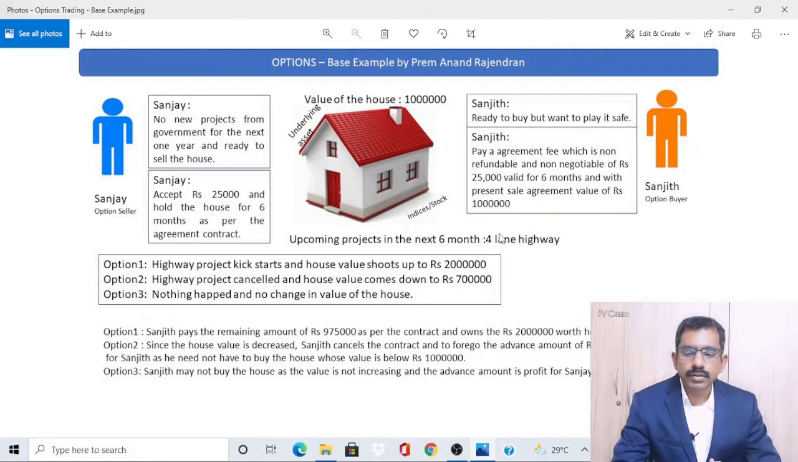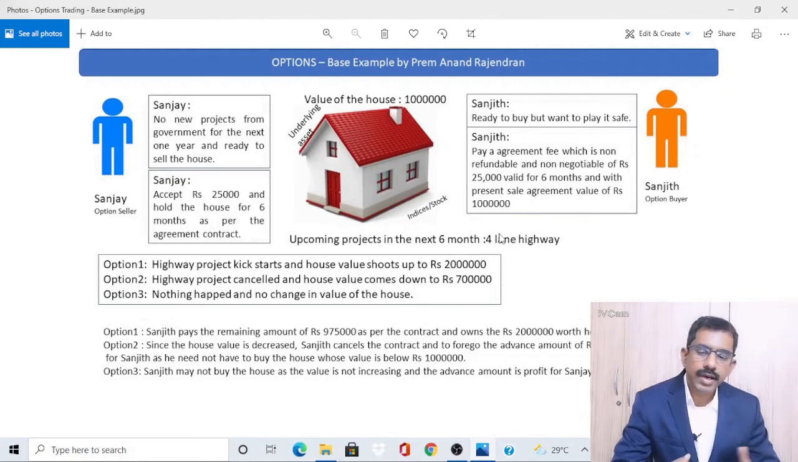Option 1, highway project kickstarts and house value shoots up to 20 lakh from 10 lakh. In this case, what will Sanjeet do? Since he has a contract established with Sanjay, he will go as per the contract. He already paid 25,000 to Sanjay. So as agreed, he will pay the remaining 10 lakh and buy the house, because within 3-4 months, because of the government project, the house appreciated.